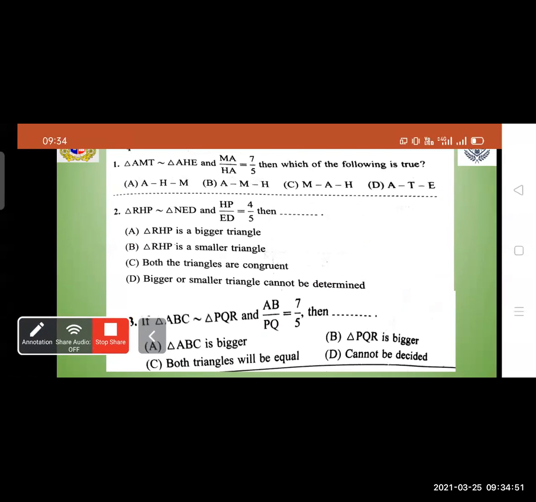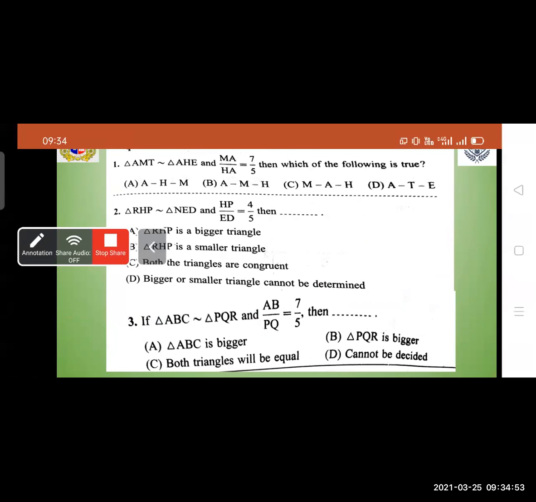Now next, the same as above, we have to solve this question in the same way. In this question they gave which one is the bigger triangle. So AB is the larger side, then we say that triangle ABC is the bigger one.